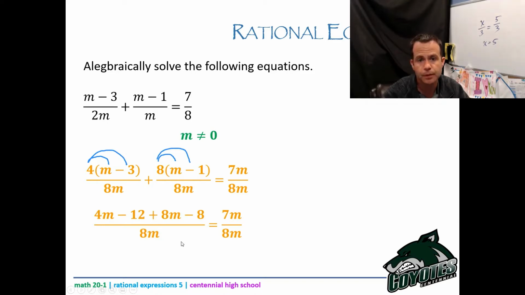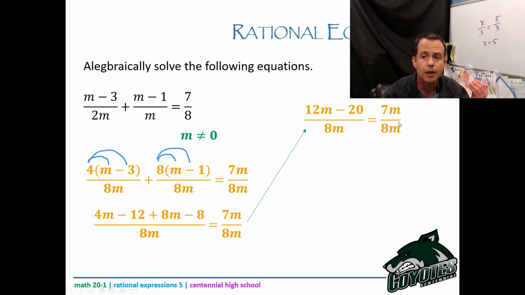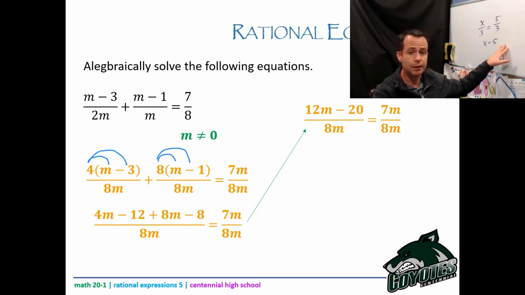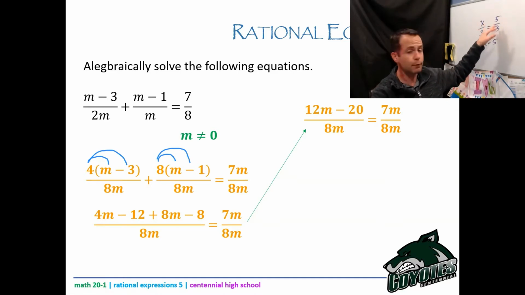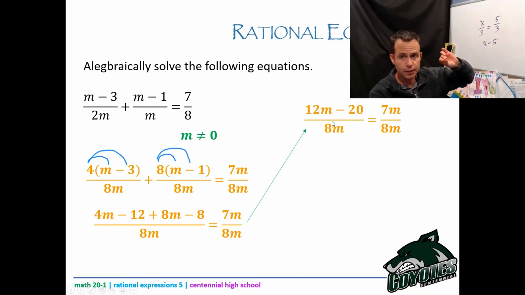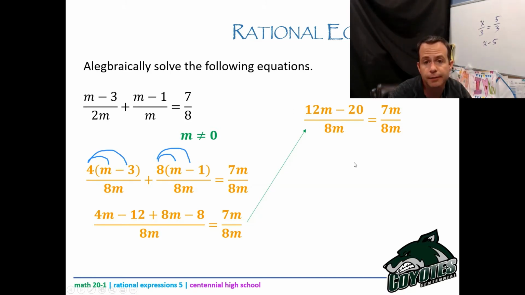Okay. So I have simplified to 12m minus 20 over 8m equals 7m over 8m. I'm now going to pull my numerators out. Same reason for this guy, right? If x over 3 equals 5 over 3, then x equals 5. If 12m minus 20 over 8m equals 7m over 8m, then 12m minus 20 has to equal 7m. Okay? And so I get 12m minus 20 equals 7m.